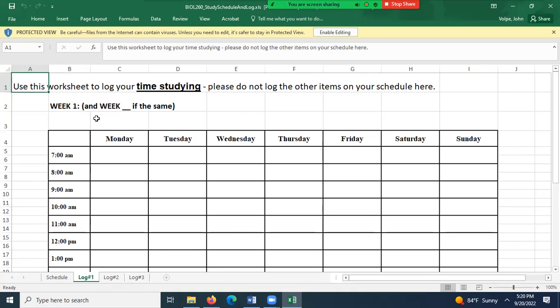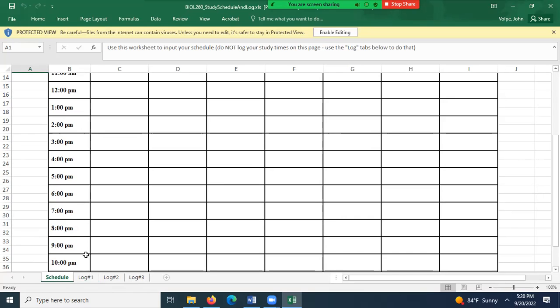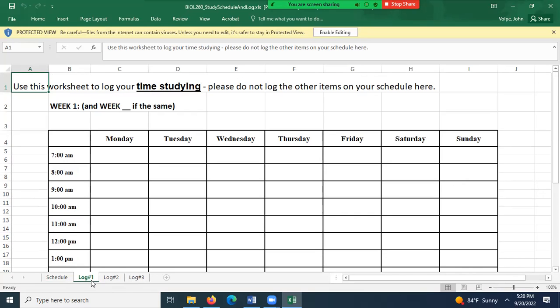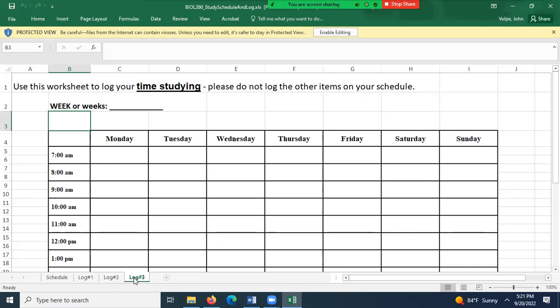If you're going to be having the same study schedule for the entire term, you can then just state that. And if you do that, then you only have to do your schedule, and then log 1. However, if week 2, you have a different study schedule, put it on log 2. And if you have a different study schedule for week 3, put it on log 3. And if you need more week study schedules, go ahead and just keep adding them. Any question about any of that?